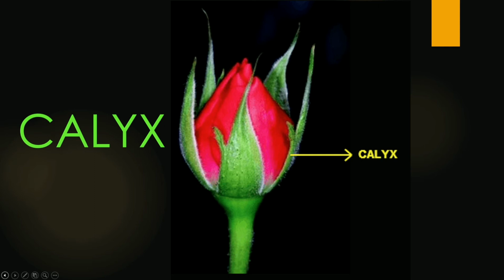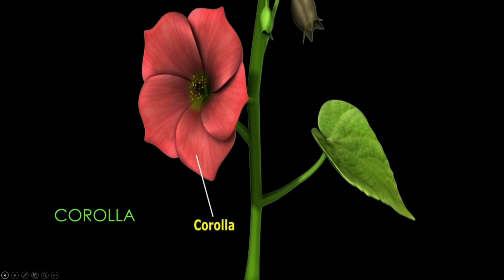Then the next main part of the flower is the corolla. The colorful part, or maybe white, this part of the flower next to the calyx is known as corolla. Each part of the corolla is known as a petal.